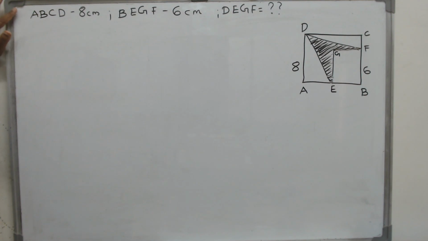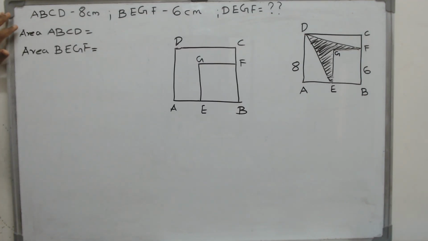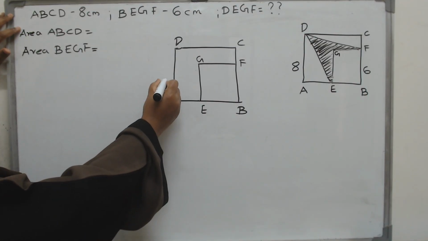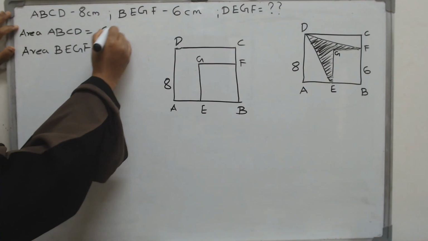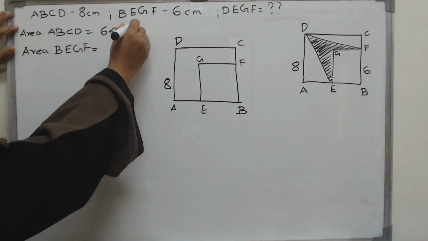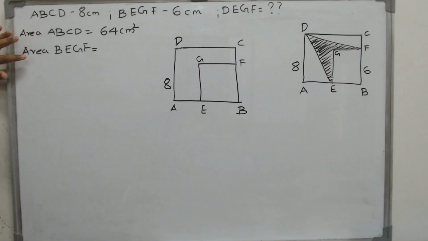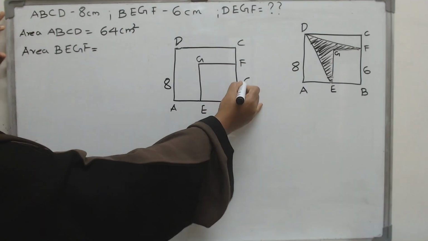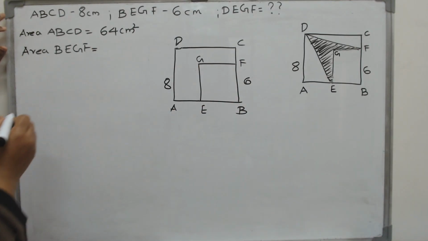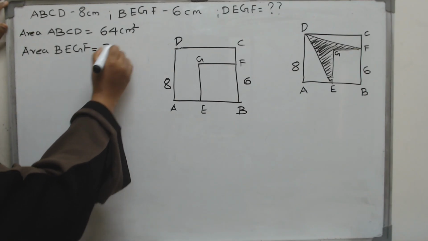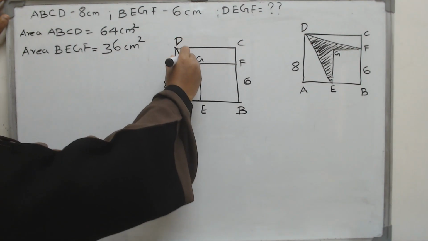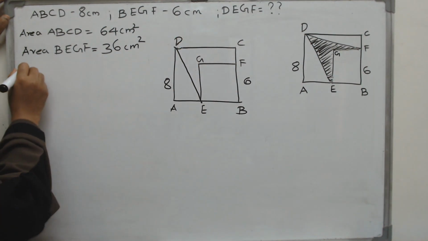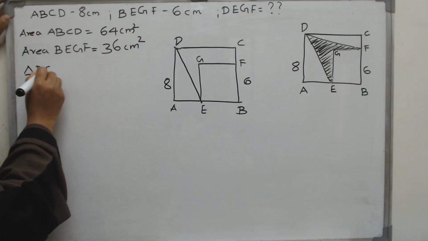Let us start with the bigger square ABCD. The bigger square ABCD has sides of measure 8 centimeters, so its area is 8 squared, which is 64 square centimeters. The smaller square has sides of measure 6 centimeters and its area is 6 squared, which is what? 36 square centimeters.